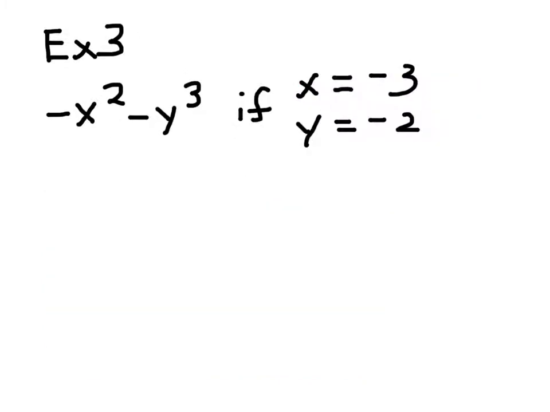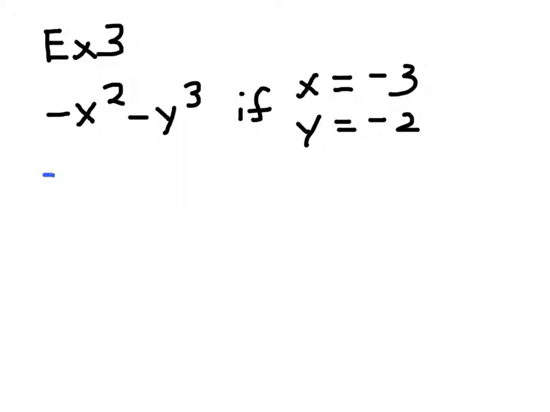All right, example 3. Same thing, I'm evaluating. Now, there's a little difference between these. I'm going to take the opposite of whatever x squared is, minus y cubed. Whatever y is, I'm going to cube it. So this is the part right here that you need to be careful with. Whatever you get when you take x squared, you're going to take the opposite of it. So square x, so whatever x is, have it in parentheses, square it, and then take the opposite of that answer. So let's go through and do that.